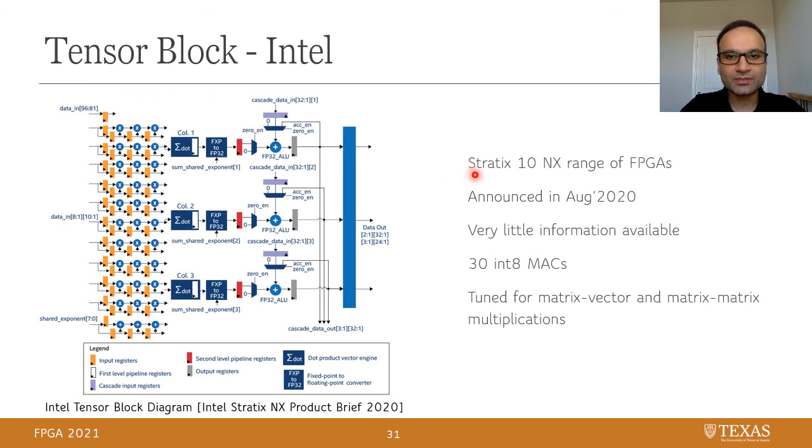Intel recently announced the Stratix 10 NX range of FPGAs, which add a block called a tensor block on the FPGA, which is similar to adding tensor slices. Very little information is known about the tensor blocks yet, but there is a presentation in this conference about that, so we'll get to know more. But this block is also tuned for matrix-vector and matrix-matrix multiplications, just like the tensor slice.